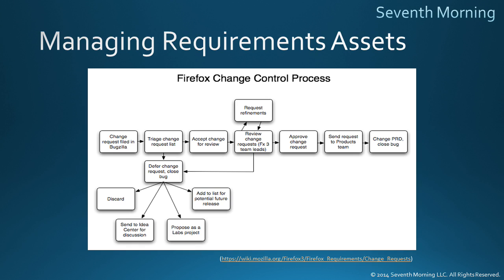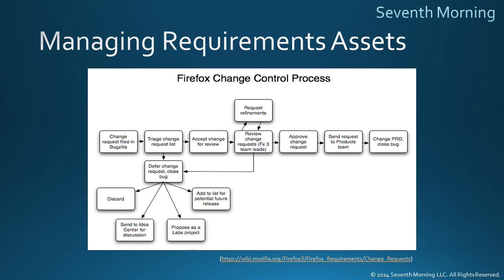Before going into it, I'll pause for a second. How easy is this diagram to understand? Is it immediately obvious to you where the process starts and ends? I have to confess that my first impression when I saw this was that the top box, request refinements, was where it began. But that's not true. It's actually the box over on the left, change request filed in Bugzilla.